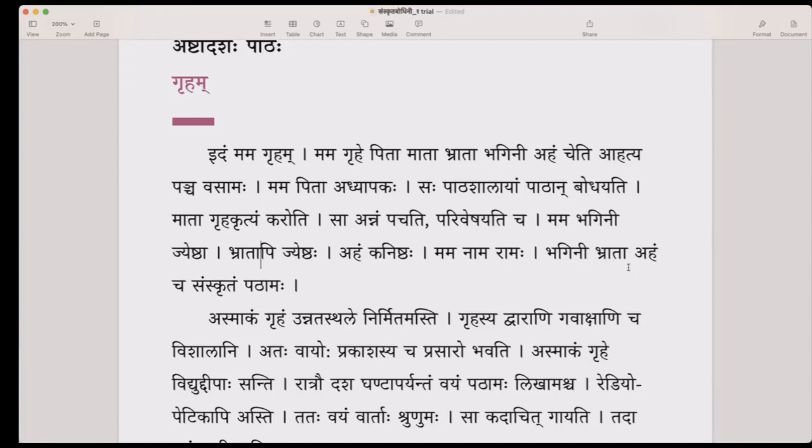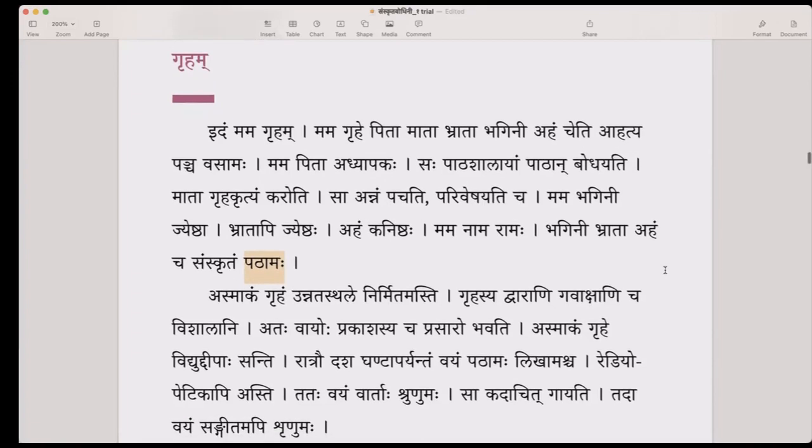Bhagini Brata Aham Cha Samskritam Patamaha. Sister, brother, and myself, we read Samskritam. Can you tell me what is Patamaha? Pat dhatu, uttama purushaha bahuvachanam. What lakaraha? Lat lakara, sorry. Okay. No problem.